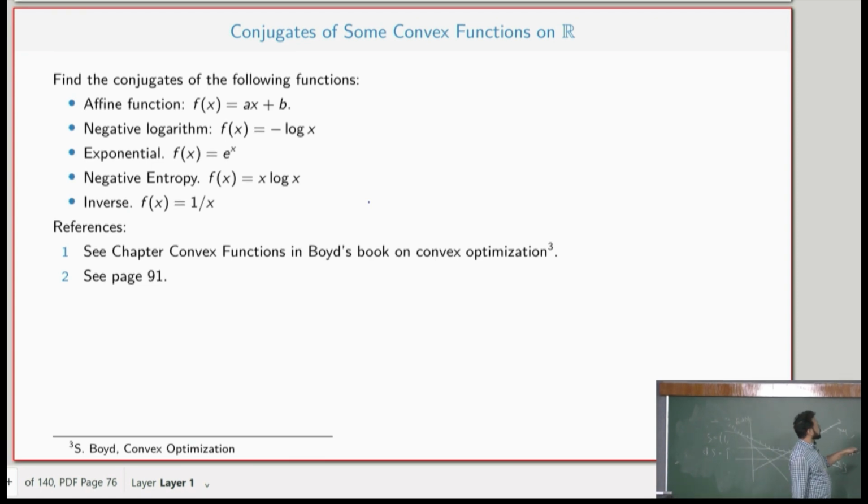Given a function like this, ax plus b, what is the conjugate? Negative logarithm: given a function like minus log x, what is the conjugate? This could be useful in the KL divergence when we look at the conjugate. Similarly, exponential, f(x) is e to the x, what is the conjugate, and so on. I will do one or two here, but if you want to see more, you can see page 91 of the book. It's an open PDF.